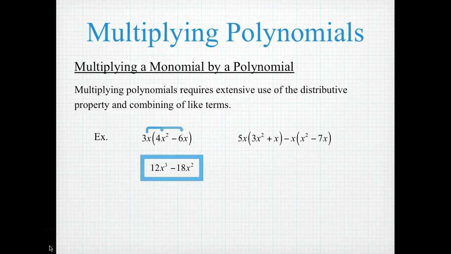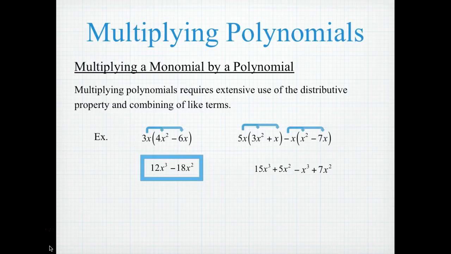We start by distributing the 5x. 5x gets multiplied by 3x to the second, and 5x gets multiplied by x. That product gives us 15x to the third plus 5x. Next we move on to the negative x. Negative x gets multiplied by x to the second, and negative x gets multiplied by negative 7x. That produces negative x to the third plus 7x to the second.